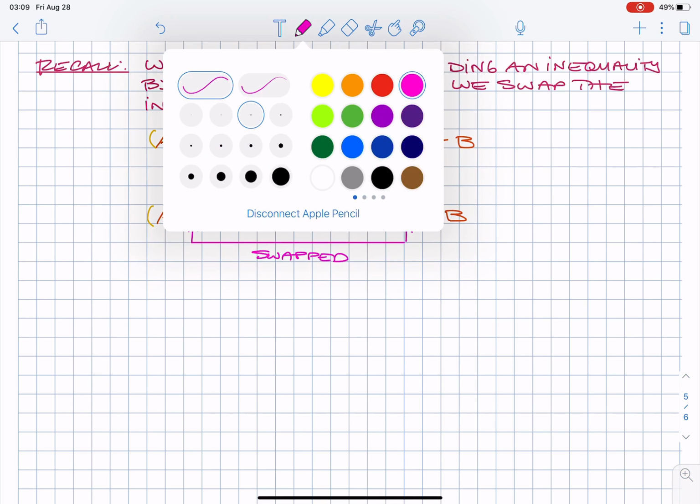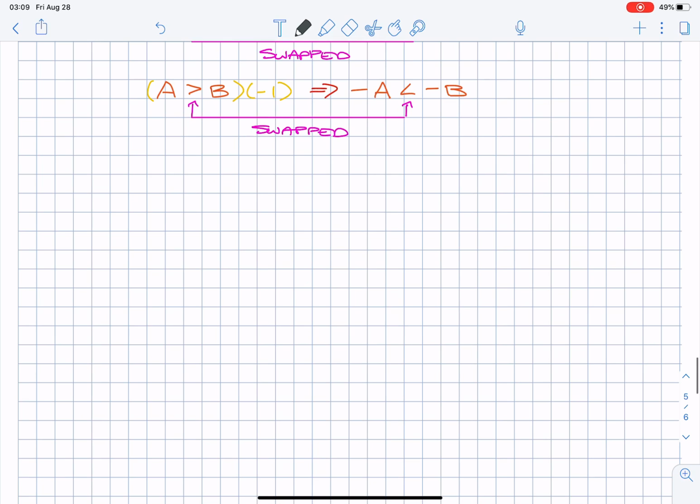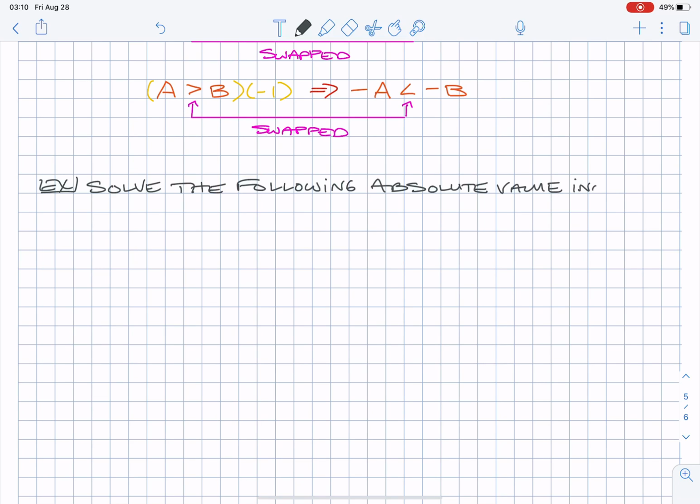Okay, so let's revisit some problems. So for example, solve the following absolute value inequalities algebraically. So this is where we're going to get our three-way inequalities.